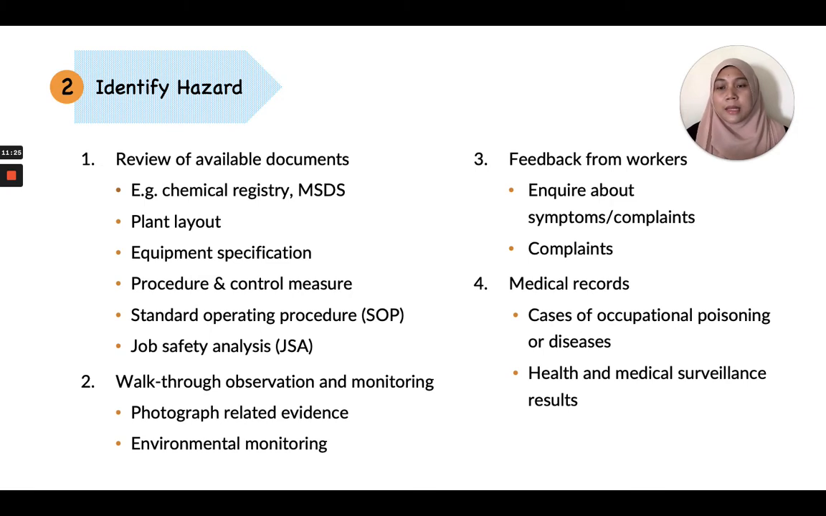The next step is identify hazard. Hazard can be identified by 4 methods. The first one is review of available documents. For example, the chemical registry or material safety datasheet, which can be obtained from the manufacturer of the chemical, plant layout, equipment and specification, procedure and control measure (SOP), and job safety analysis.